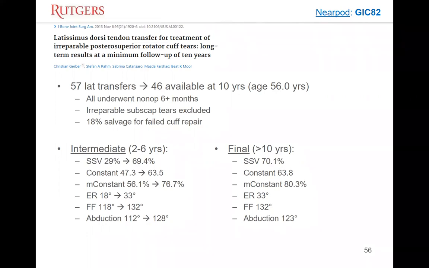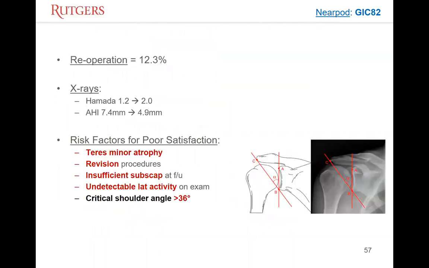At intermediate follow-up of 2 to 6 years, the simple shoulder score, Constant and age and gender matched Constant scores all improved. External rotation, forward flexion, and abduction all improved. All these changes were found to be maintained to final follow-up, and 74% of patients were satisfied. The total reoperation rate was 12%, plus there were 2 patients that underwent reverse total shoulder prior to final follow-up. And there was a progression of Hamada grade as well as decrease in acromion-humeral interval from 7.4 millimeters to 4.9.